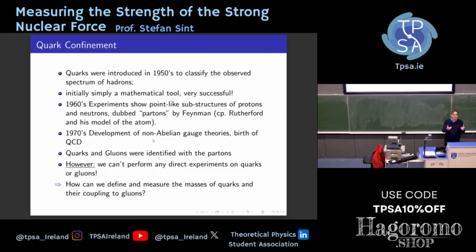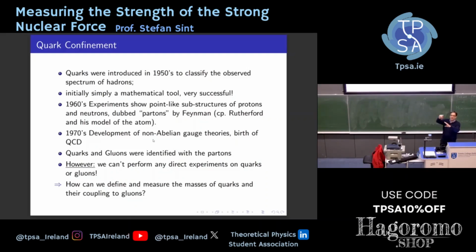At the time we didn't know about the quarks, but the quarks were invented basically to classify these hadronic states. Gell-Mann and Zweig did that in the late 50s, early 60s. It was very successful. You have certain representations of the isospin SU(2) or SU(3) flavor symmetry group, and they come in unitary representations, and then you can identify the states that are in these representations of the symmetry group.